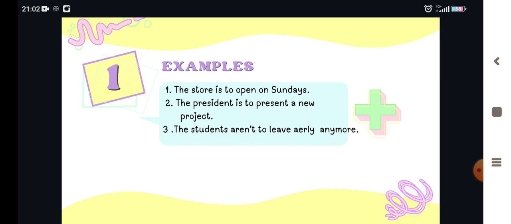If we notice the first, when we say on Sunday, we give to the sentence the meaning of future. In the second, the same. The students aren't to leave early anymore. In this case, it is an obligation. The students can't leave early anymore.